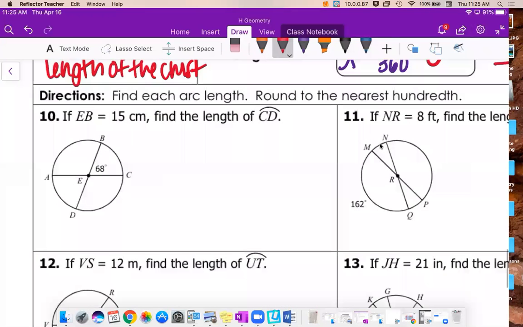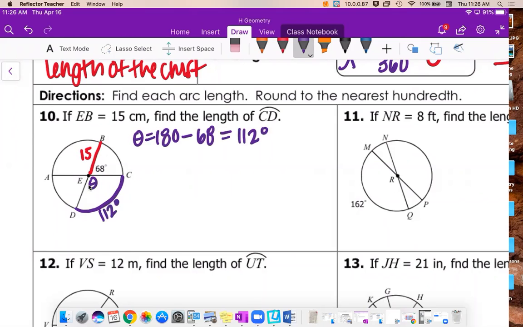So it says if EB is 15, find the length of the arc CD. Okay, so we do need a couple of things. The first thing we want to figure out is the angle of the arc that we're trying to find. So I can see this is the diameter. This is 68 degrees. So in order to get this angle right here, you're just going to do 180 minus 68, and you'll get that arc to be 112 degrees. So this is 112 degrees out of the whole 360.